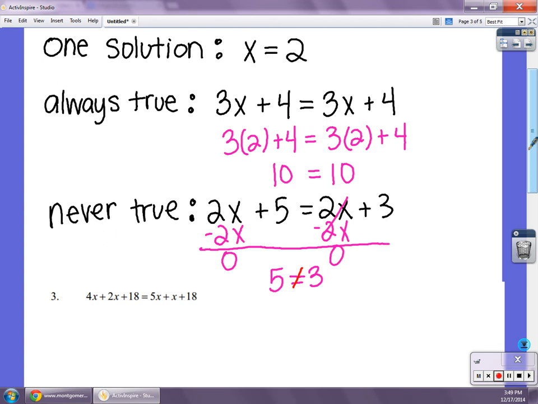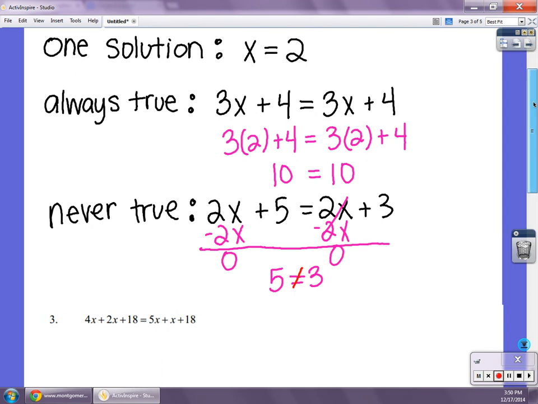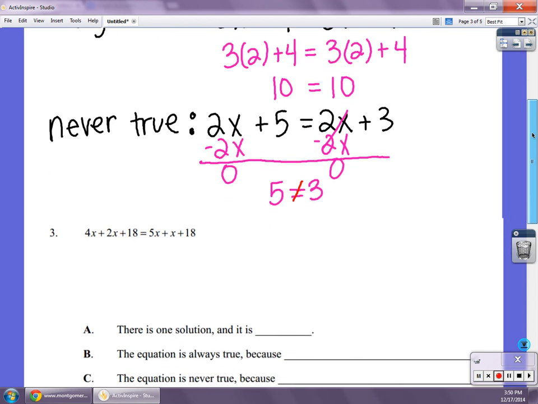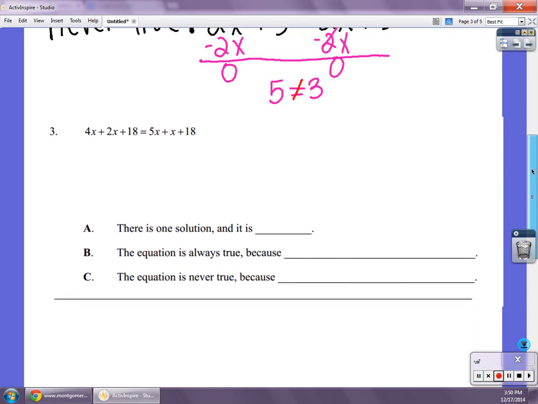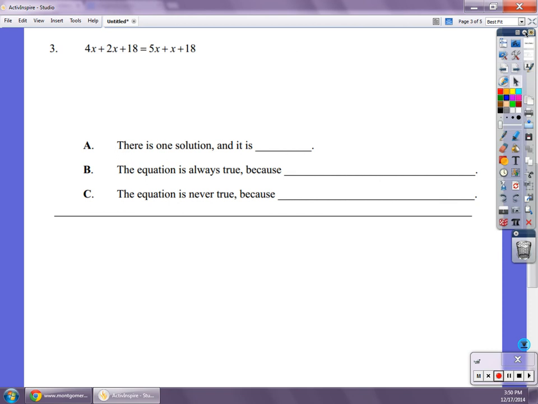Okay, now we're ready to go ahead and try problems 3, 4, and 5. So starting with number 3. We're going to solve our equation, and we're going to decide if this equation has one solution, is always true, or is never true. Give myself some room here.